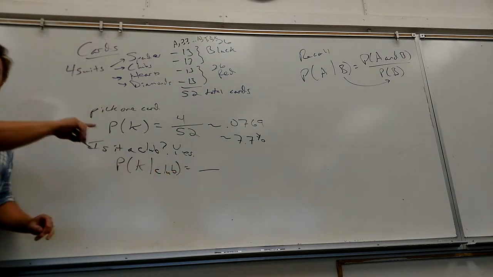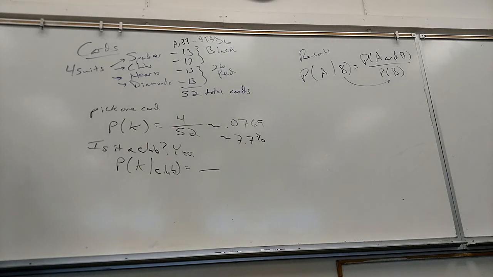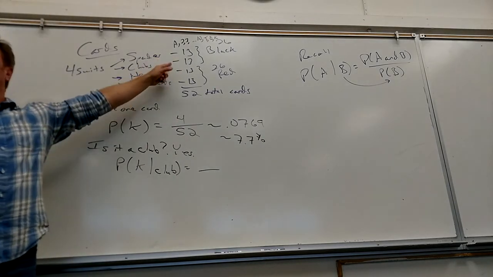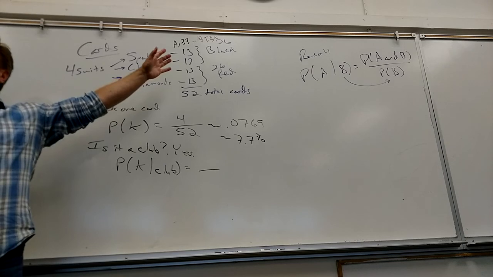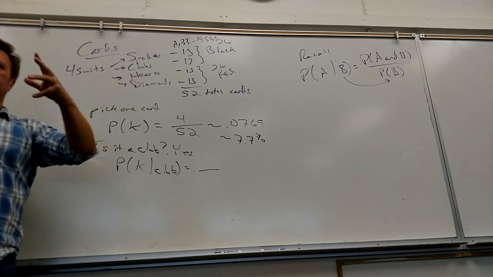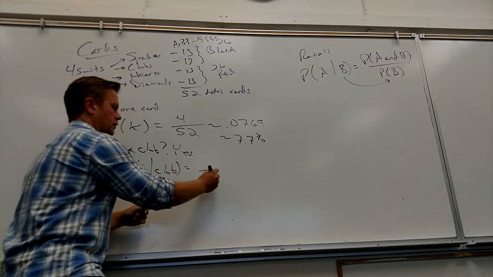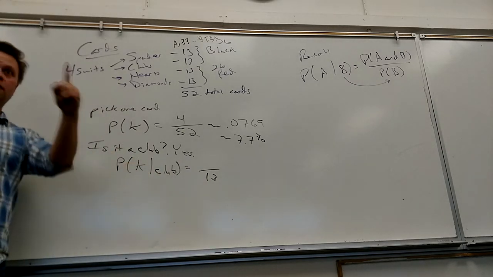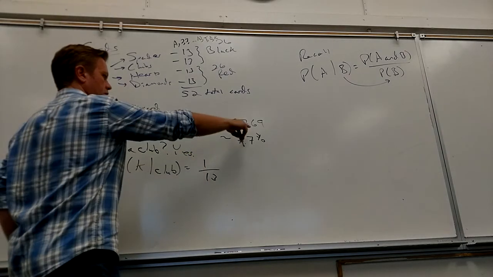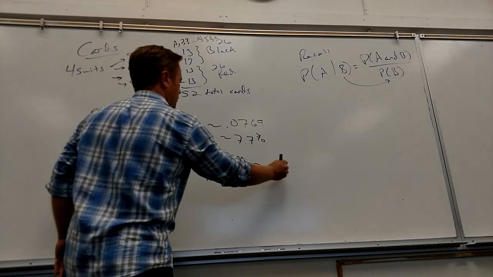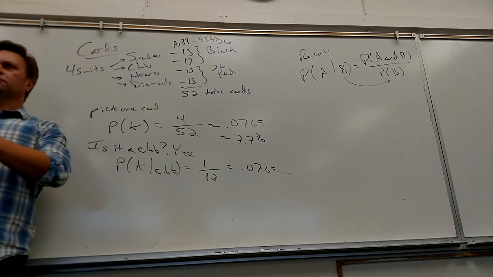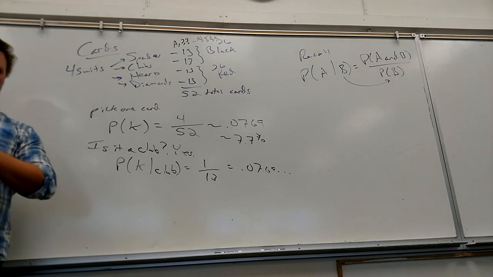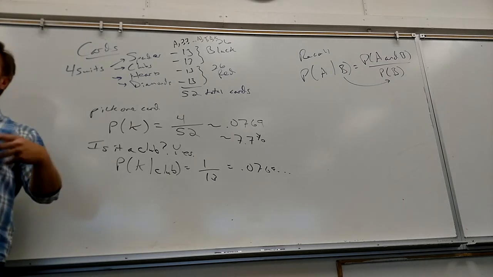Well, how many clubs are there? 13. There's 13 clubs. Out of those 13 clubs, how many are king? One. Which is the same thing, of course. If you put that in the calculator, you get about 7.7%. You haven't improved the chances at all that it's going to be a king, right?